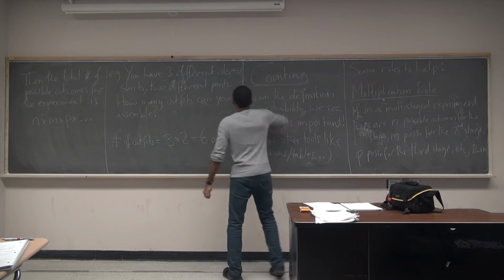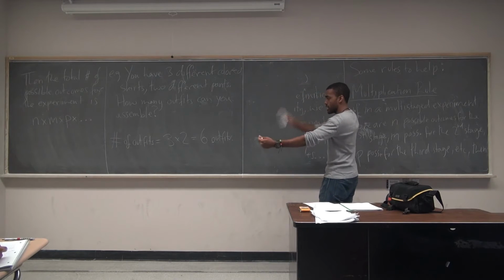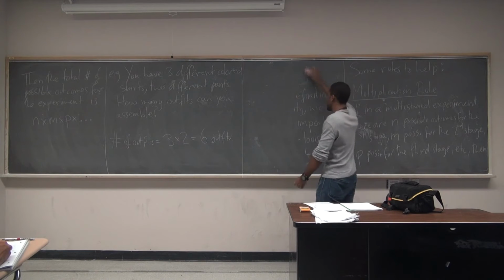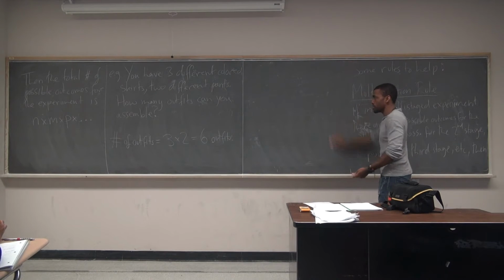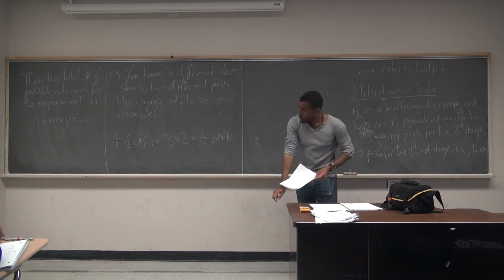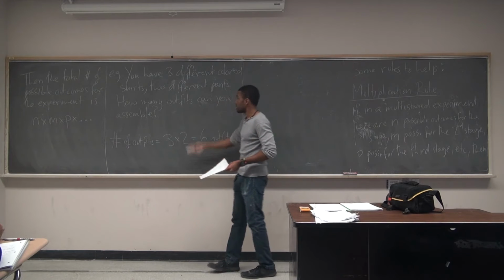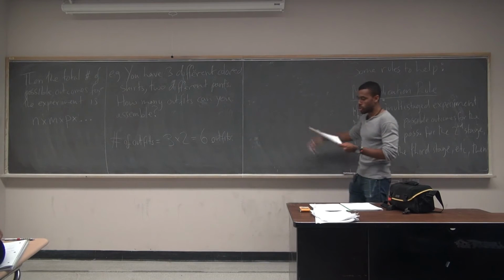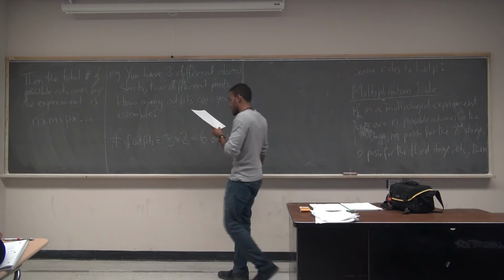It gets us to count things a lot faster when we know that there's one experiment that can be broken up into stages, and you know the possibilities for each stage. You just multiply all these possibilities. That's the total number of outcomes. Remember, I didn't ask for a probability, so you shouldn't be dividing anything. I just asked for the total number of things. You only divide with probabilities.